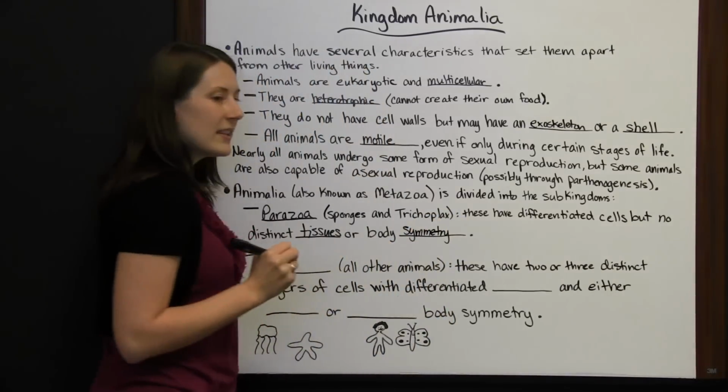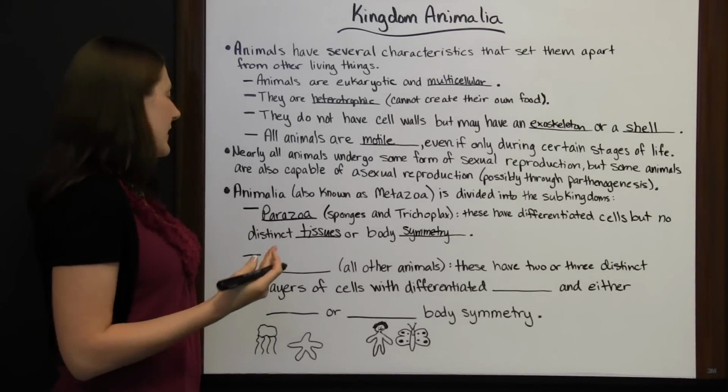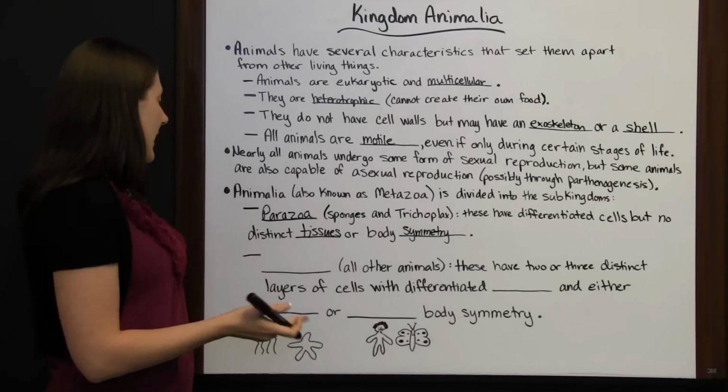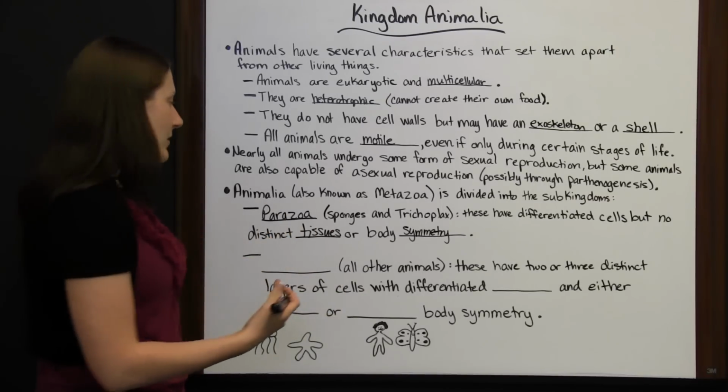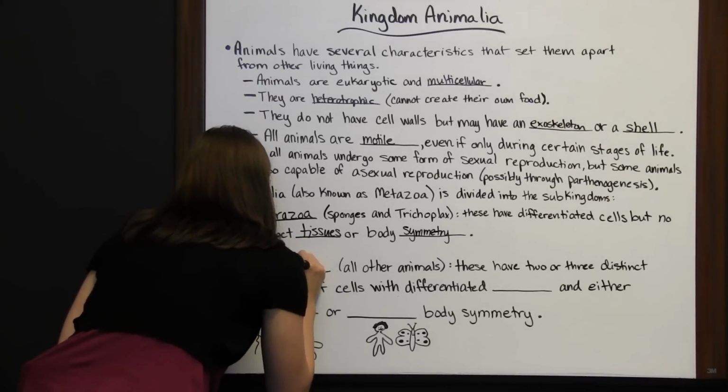So they're kind of oddly shaped. Where most animals you would be able to see some symmetry, there is no symmetry as far as Parazoa are concerned. Now, all other animals are put into the subkingdom Eumetazoa.